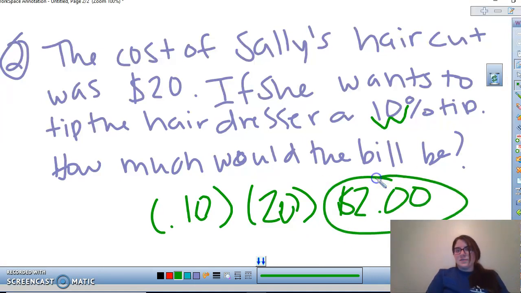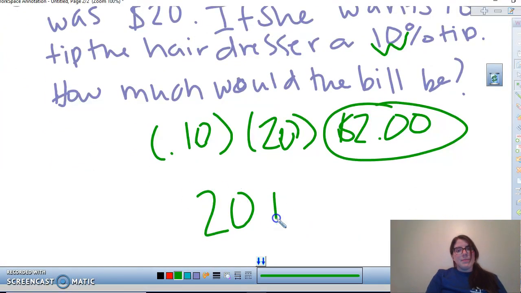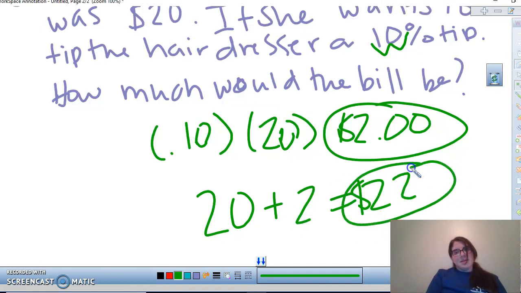So are they asking me just for the tip, or are they asking me for the total this time? This time they're asking me for the total, so I have to do 20 plus $2, which would give me $22. There's your answer.